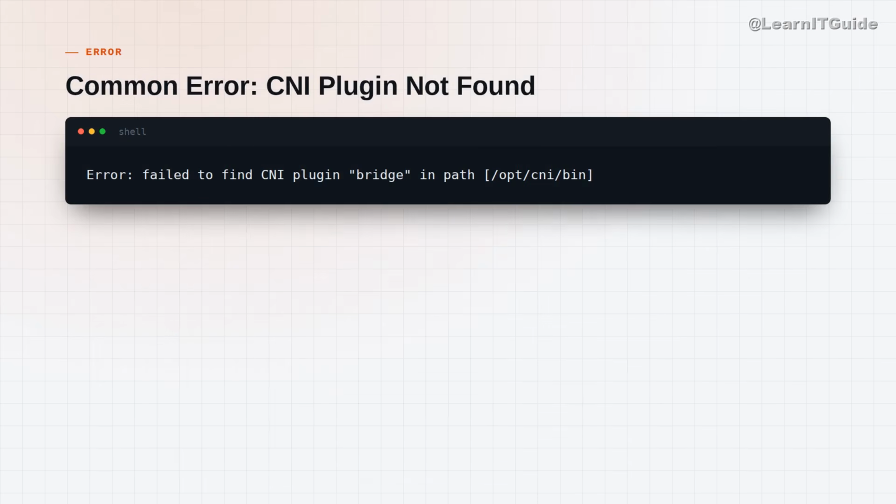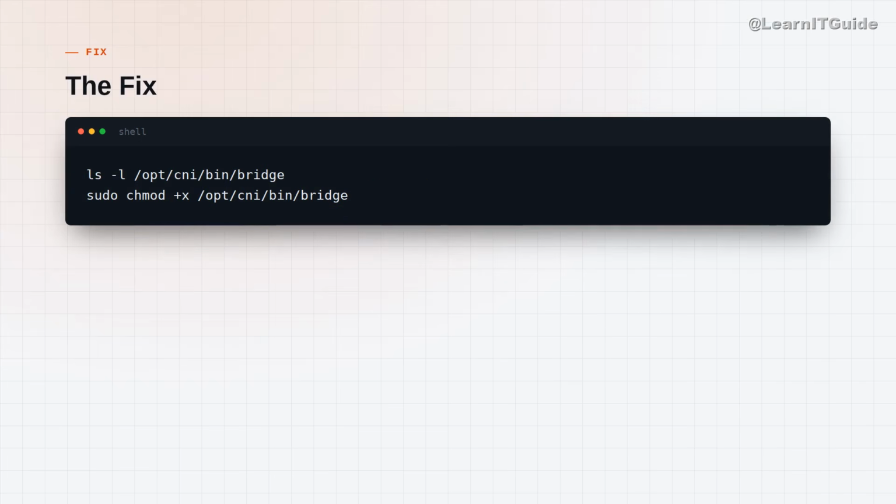Now, what goes wrong? A common error is the CNI binary missing. You see this error when the kubelet cannot find the plugin. This happens if you move your binaries or if the CNI installation script failed. The fix is simple. You need to verify the path in your kubelet configuration and make sure the binaries are executable. Check if the file exists and has the correct permissions. If it is missing, reinstall your CNI plugin. Do not try to manually move files around unless you are sure of the source directory.